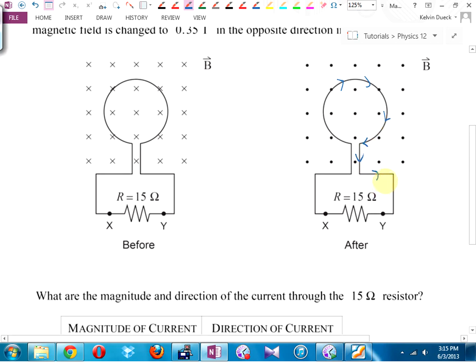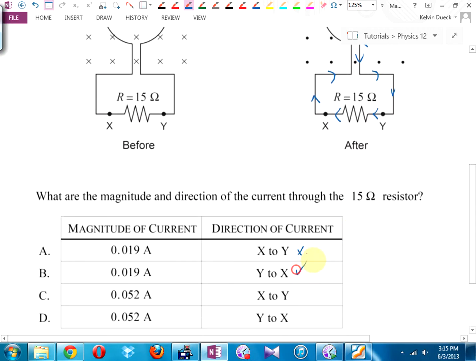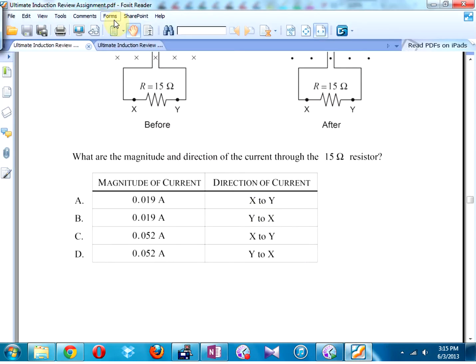Really, you could argue that Lenz's law falls out of conservation of energy. You get nothing for free. See it? You know what? What's the direction through this resistor? From X to Y or from Y to X? Okay, so I would go no, yes, no, yes. Then we need to get the magnitude of the current.